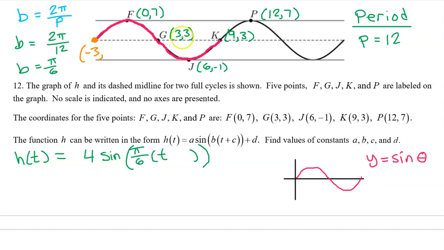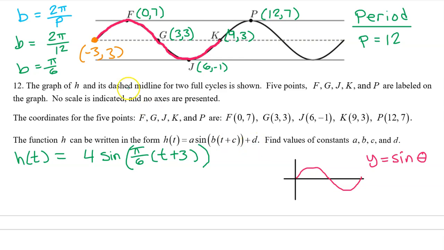This is the point negative 3, comma 3. It'll have the same y value as these other points that are on the midline. So because the first input value of the period is negative 3, the c value will be the opposite of this. This is the phase shift. The c value will be the opposite of the phase shift, which will be positive 3.